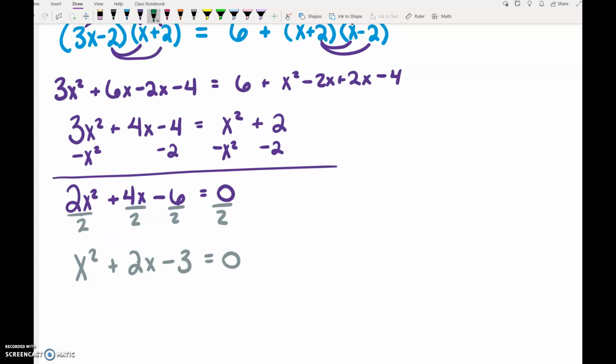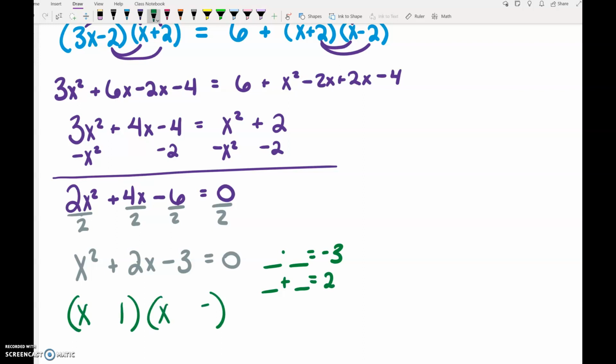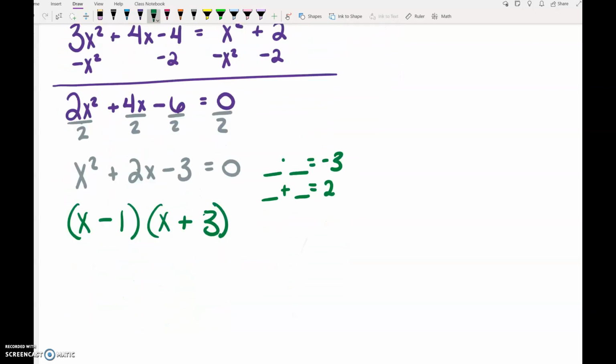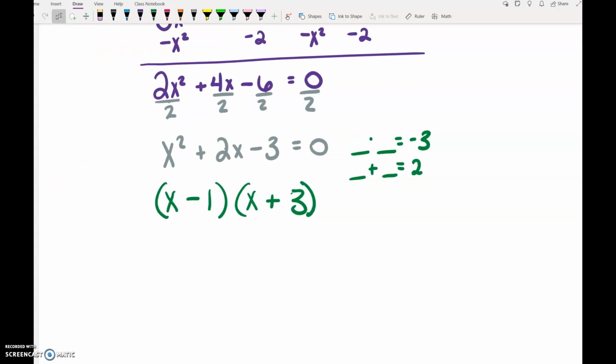So we're looking for two numbers that multiply to give us negative 3. It's probably 1 and 3. They have to add up to positive 2. So that's going to be a positive 3 and a minus 1. So x minus 1, x plus 3 is the factored form.